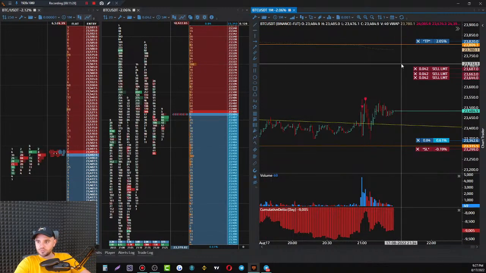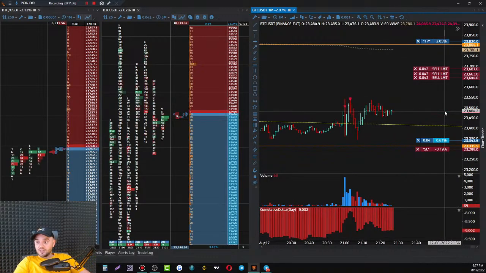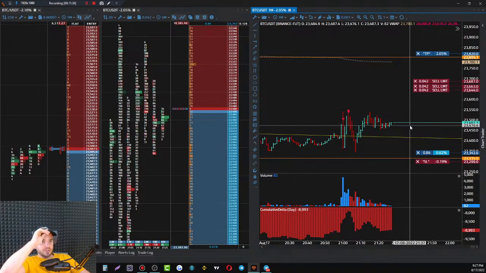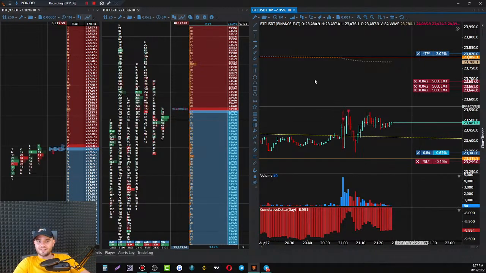At this moment, nothing significant we have, but it would be really good if there would be additional pump, at least to VWAP. We don't need a lot. Pump to VWAP, we take our 300, 400, 500 and rest.